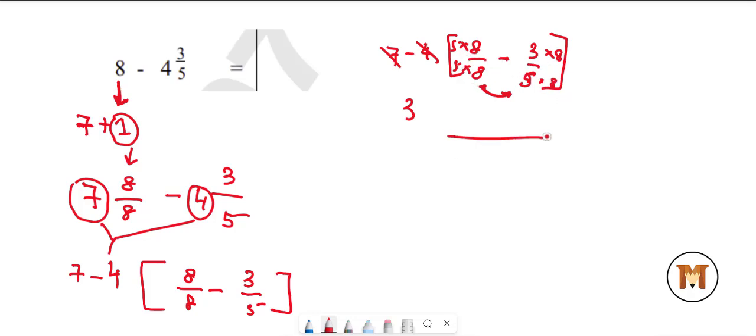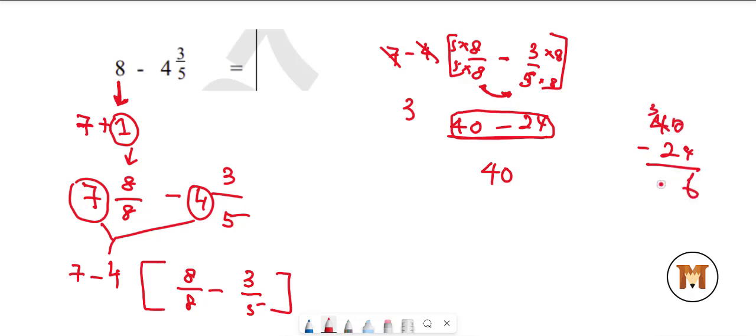So now we have the common denominator, which is 40. Now 8 times 5 is 40, and minus 3 times 8, which is 24, right? So now we can subtract, 40 minus 24. So 10 minus 4 is 6, and 3 minus 2 is 1, which is 16. So I can write this as 16 over 40, right?